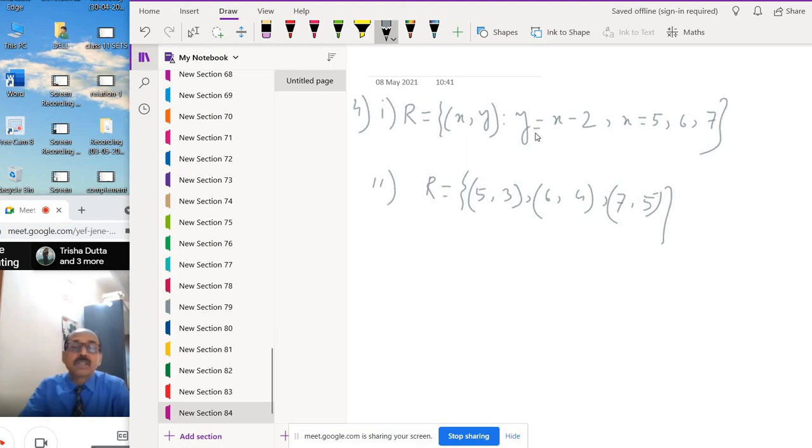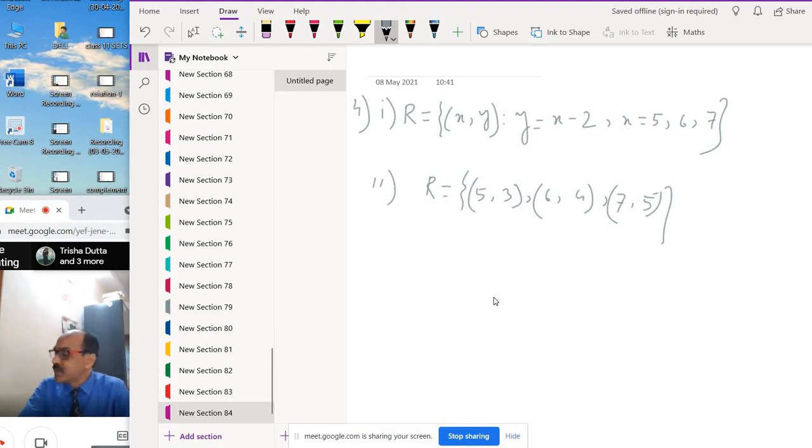Okay. So set builder form is y equal to x minus 2. If x is 5, 5 minus 2 is 3, so y is 3. X is 6, so 6 minus 2 is 4, so y is 4. X is 7, 7 minus 2 is 5, so y is 5. So 5, 3, 6, 4, 7, 5. So number 2 is roster form.